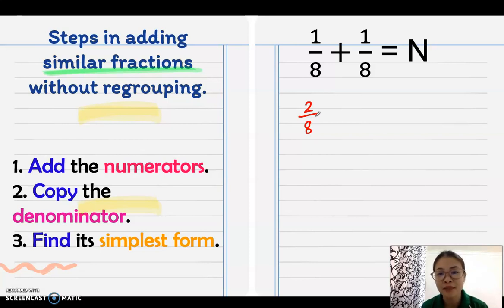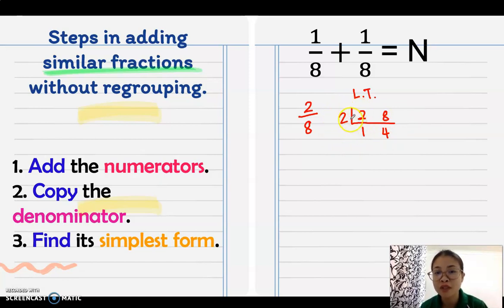Last week, we discussed finding the GCF. We use the GCF in finding the simplest form. How? To find the lowest term or the simplest form, all you have to do is find the GCF, or the greatest common factor, of 2 and 8. So we have the prime number 2. 2 divided by 2 is 1. 8 divided by 2 is 4. Now using the continuous division method, the GCF is 2.